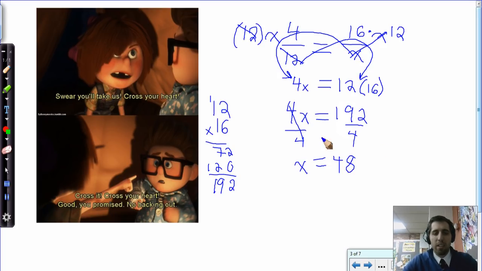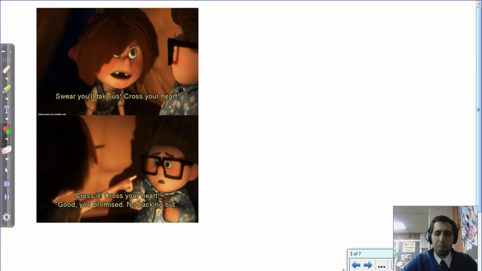Let's see actually what it looks like in practice. So this is telling us why cross your heart works. You multiply caddy corner or diagonals, and they must be equal to each other. It's because you're canceling out those denominators by multiplying them to both sides. So let's check it out.